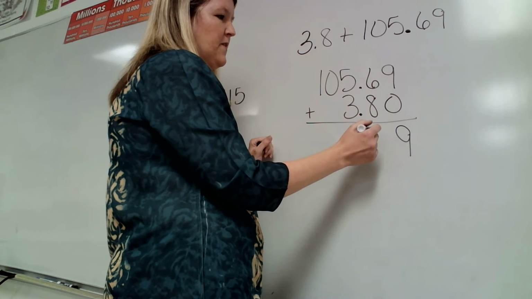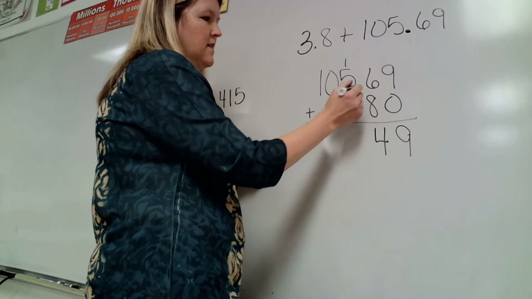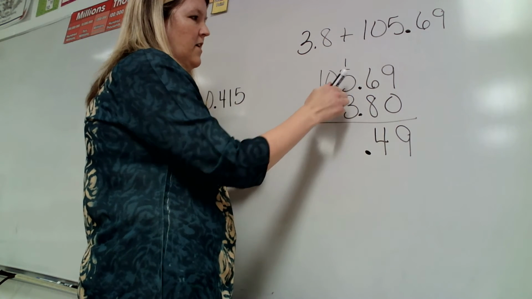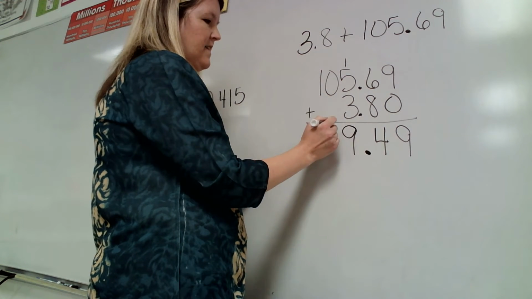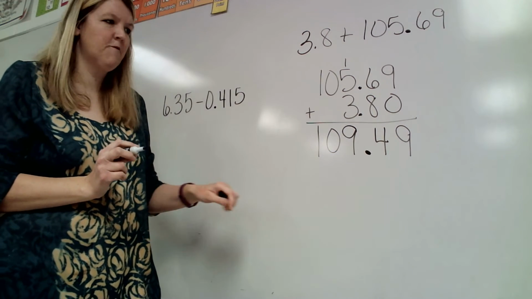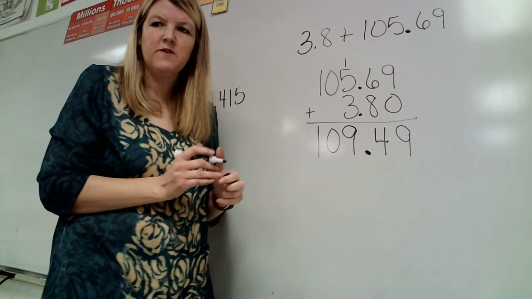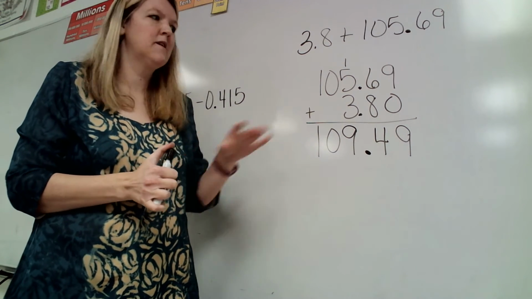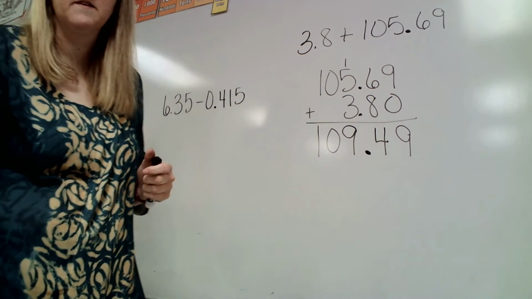So just like I would with whole numbers, I can do my regrouping. So I carry the 1. Then I just want to make sure that I bring down my decimal point. So now I've got 8 plus 1 would be 9. And then I don't have anything to add with these. So I end up with 109 and 49/100. So, this would be the same way that you would add with money. So remember we've got to line up the place values and make sure that we're adding like units.